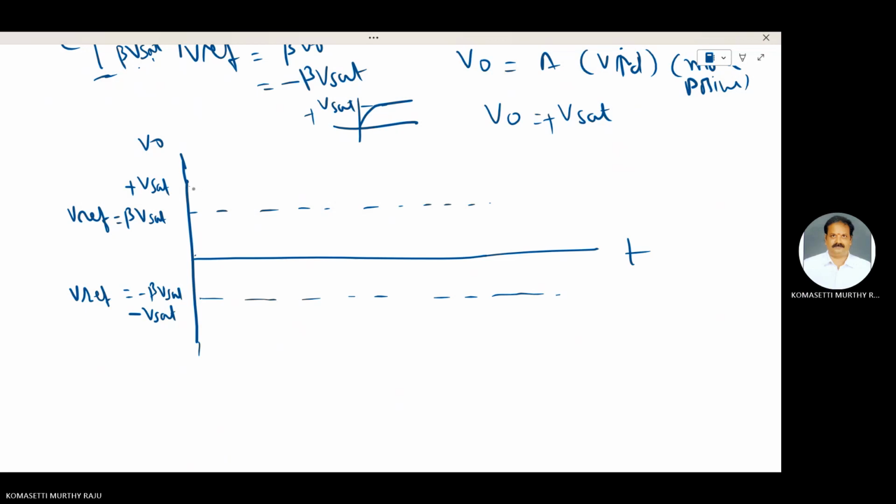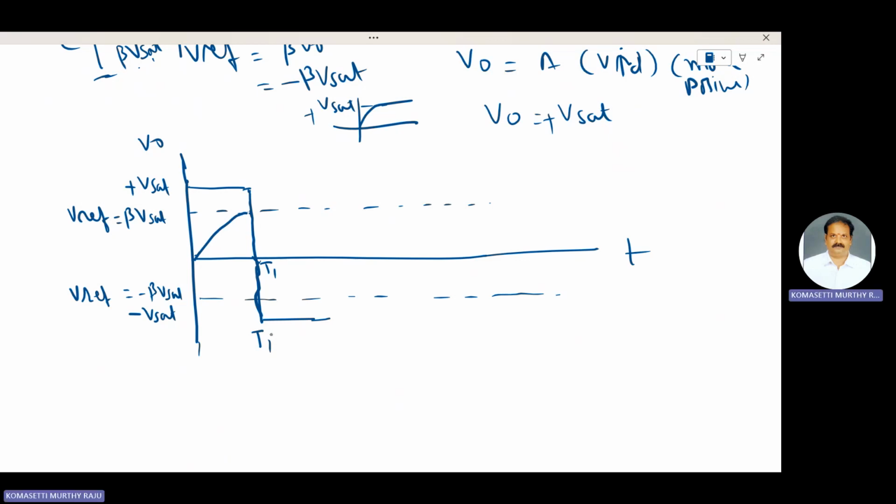Already explained: initially, the output voltage is plus V sat. The capacitor charges like that. Initially, VC is equal to 0. Once it reaches this point and just crosses beta V sat, it switches back to minus V sat. This one is T1. This point is capital T1.